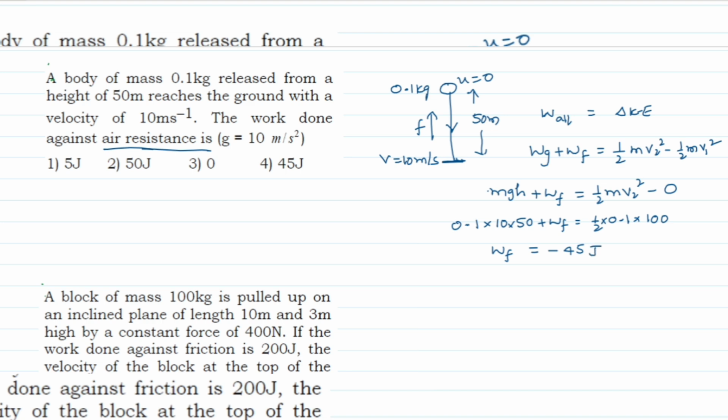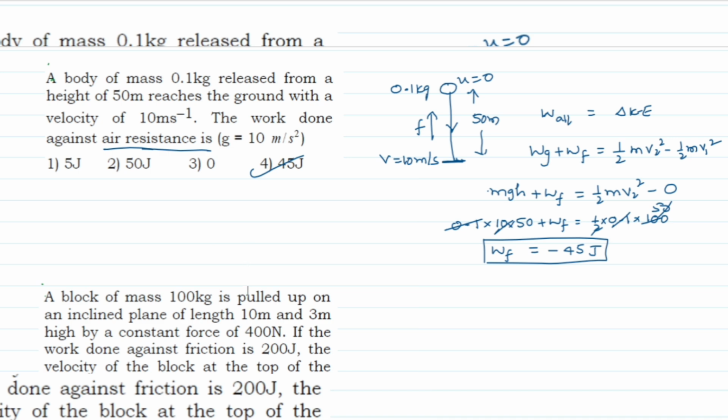Here the 10 and the 0.1 cancel, and we get 5 minus 50, which is 45 joules. So the work done by the frictional force is 45 joules.